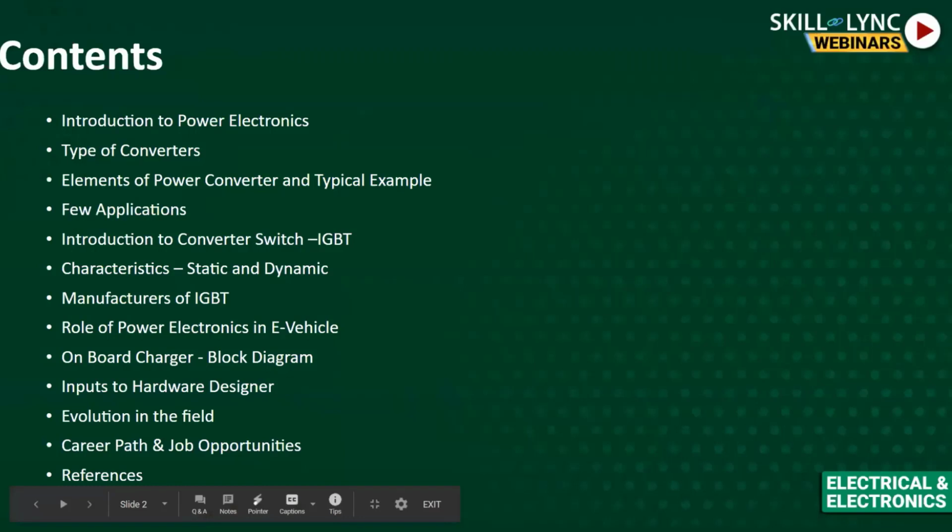Here we introduce the IGBT switch. Let's see the characteristics, static as well as dynamic, and the different manufacturers of the IGBT. We'll also see the role of power electronics in the e-vehicle. You all know the e-vehicle is trending, and it is the future also. We will see what the role of power electronics is and what type of converters we use in the e-vehicle. One such example is the onboard charger, of course, and we'll see the typical block diagram of it.